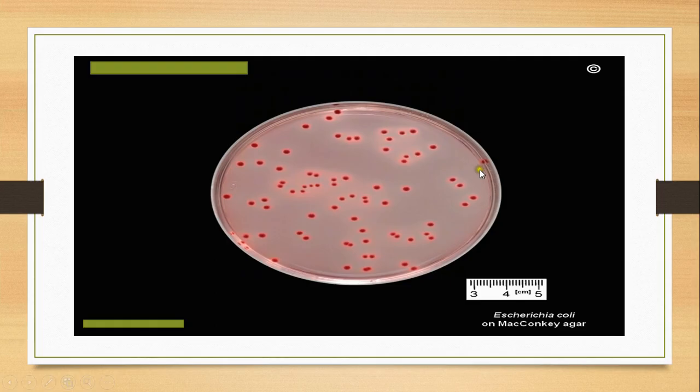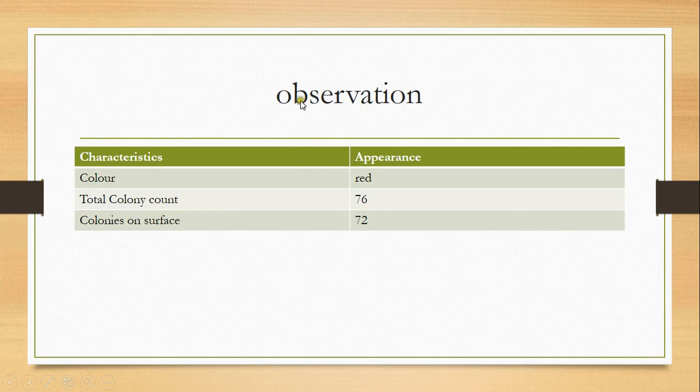So once you have counted 1, 2, 3, 4, 5, 6, 7, 8, 9, 10, counted the whole plate, 4 are within the agar medium. The results are as follows. The observations: color red, total colony count 76, colonies on surface are 74, and 4 are within the agar medium. So this is all the observation.